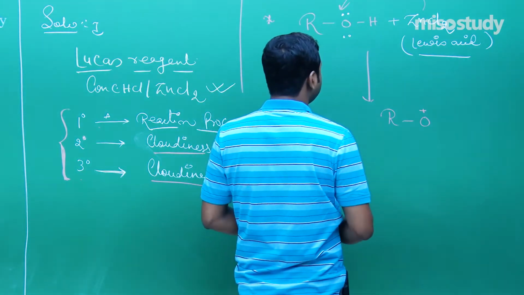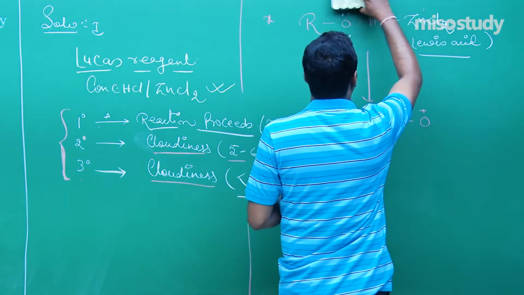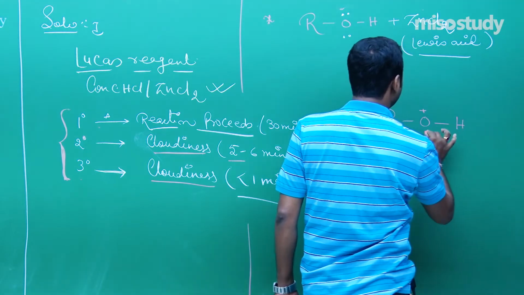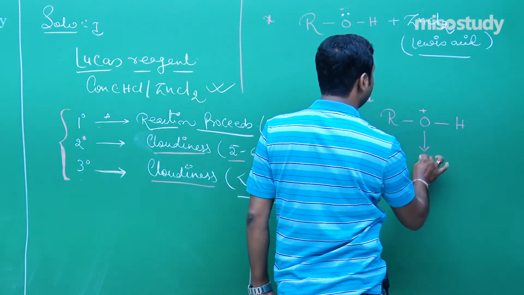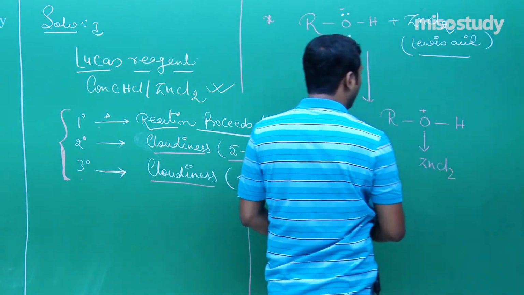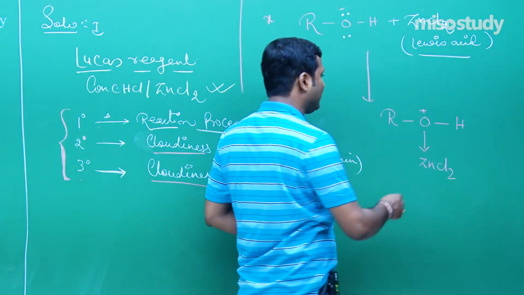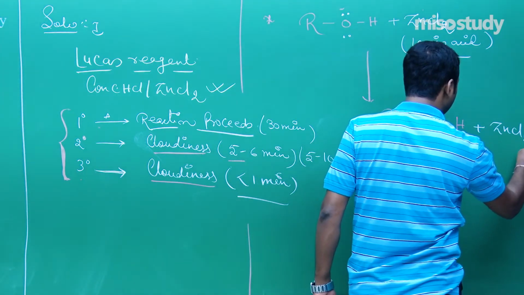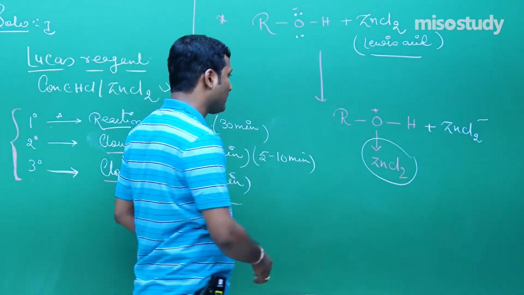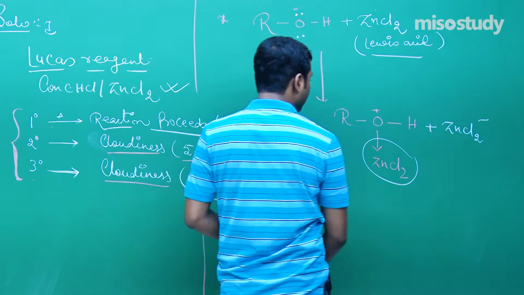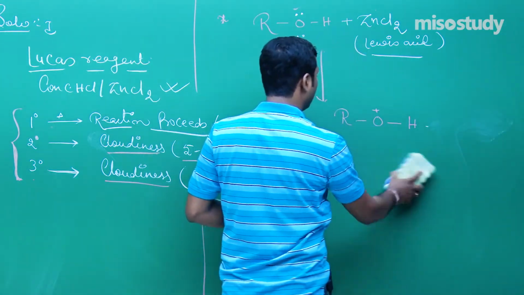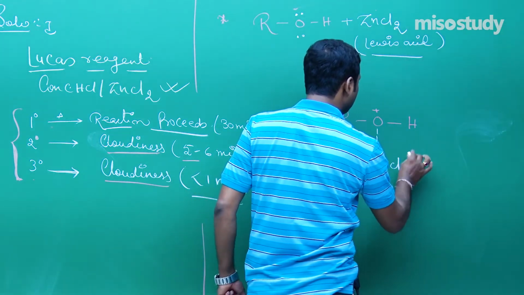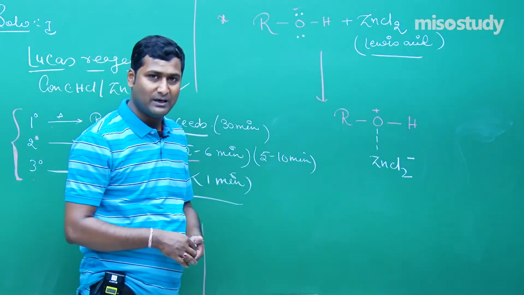Now put a plus here, and hydrogen is here. Now ZnCl2 is added here, it is accepting. Or similarly we can write it as ROH plus and ZnCl2 minus, because it is taking the electron pair. Or similarly you can write it like this also, ZnCl2, and if it acquired this, put the plus and minus sign.